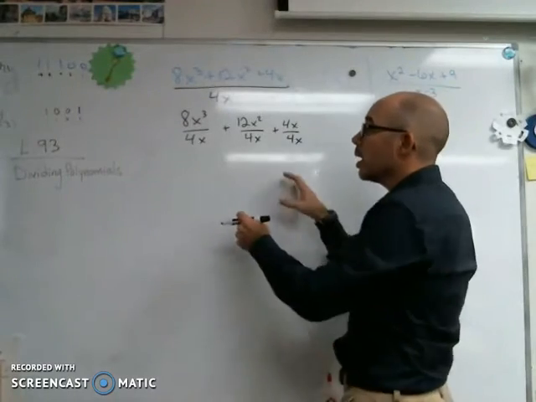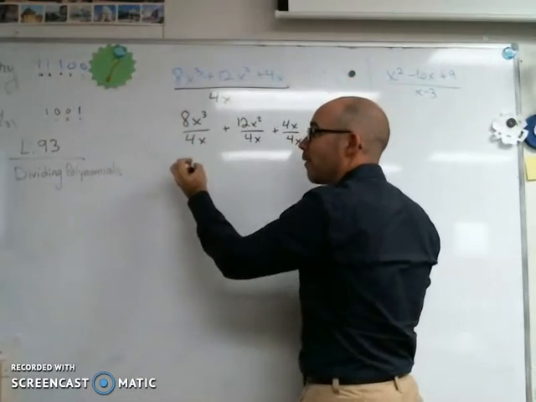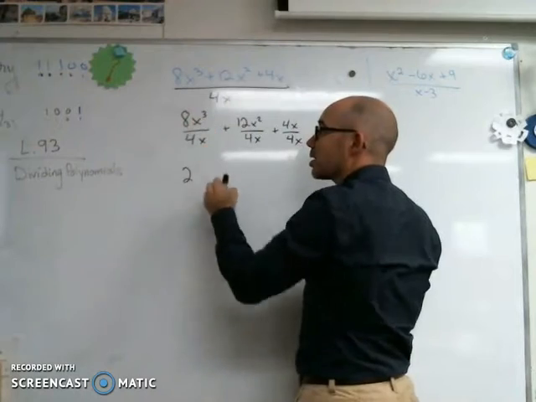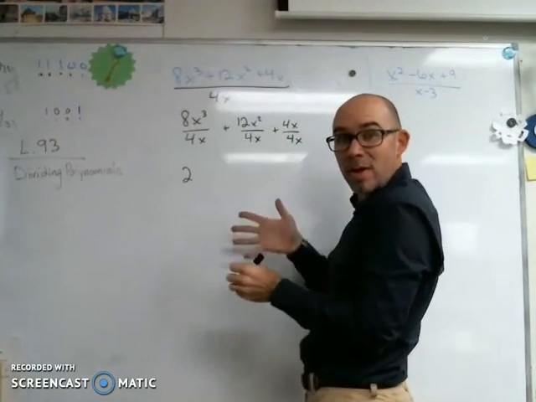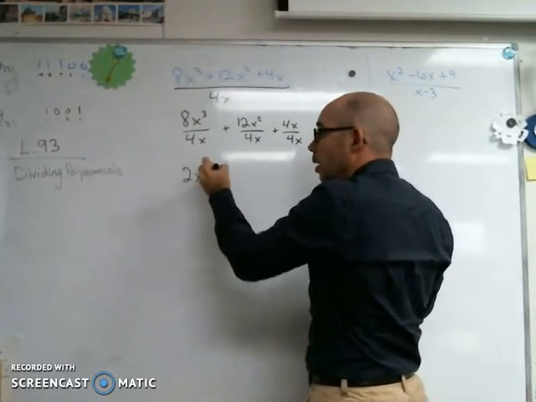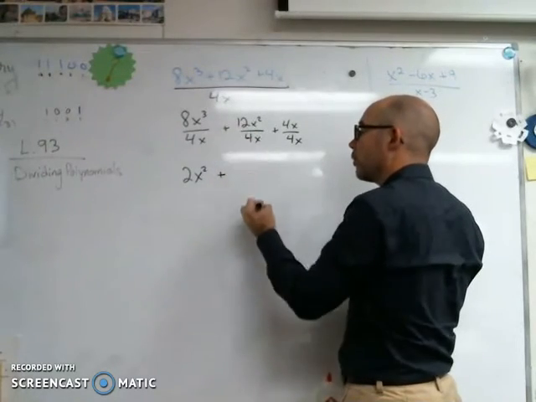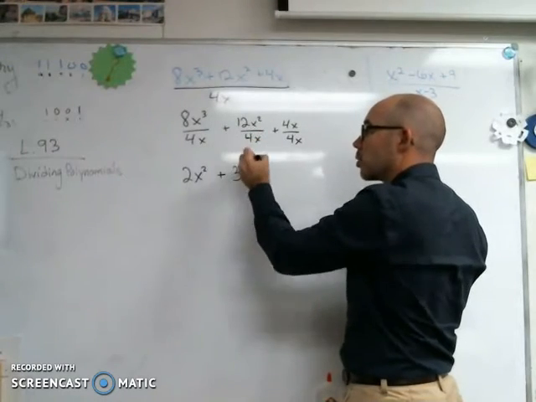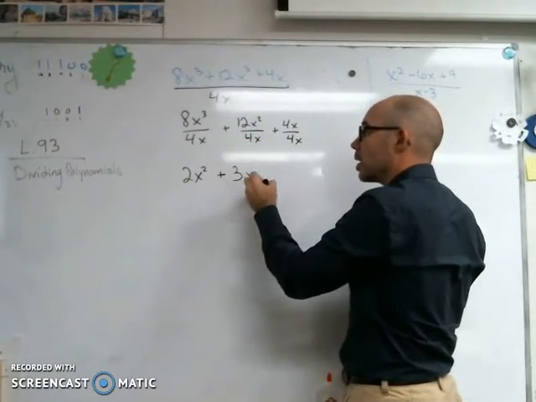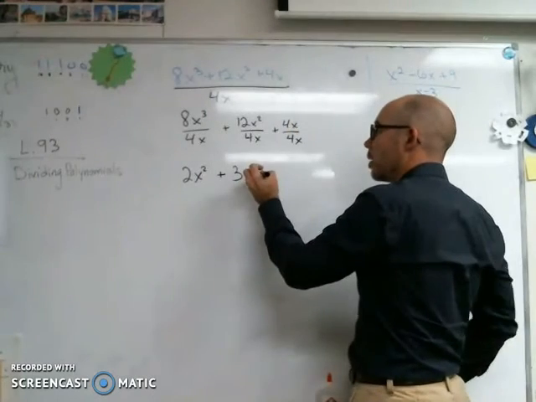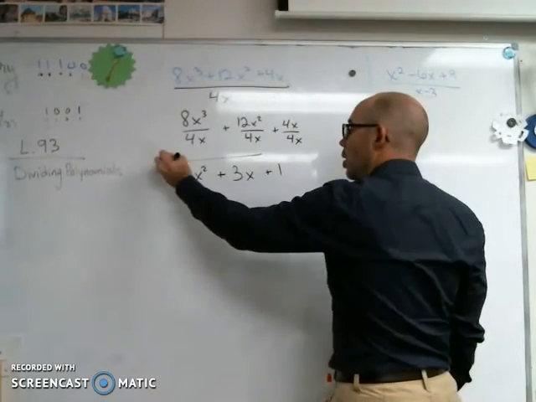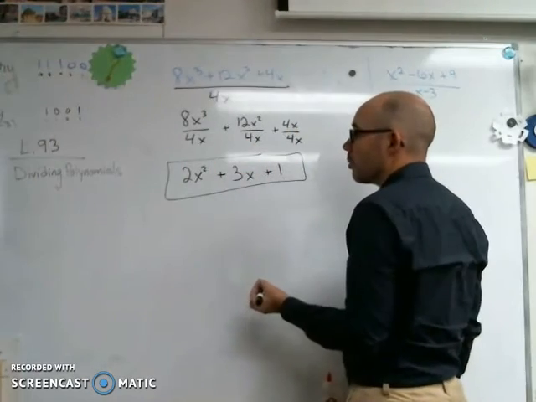So here we would think, what's 8 divided by 4? That's 2. And what's x to the third divided by x? Well, it divides an x out, so I'm left with x squared. Here in the middle, 12 divided by 4 is 3, and x squared divided by x is just 1x, and 4x divided by 4x is 1. So that's what it means.